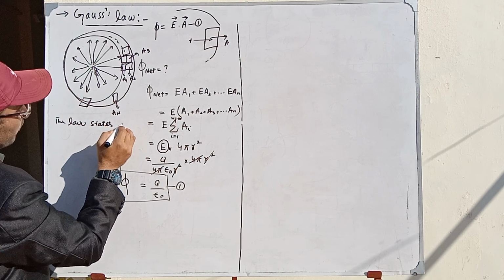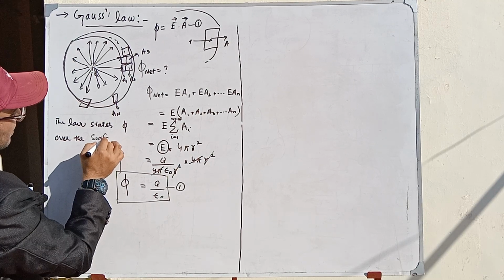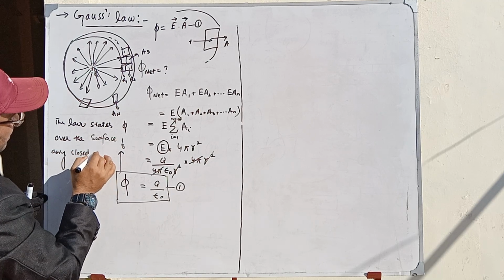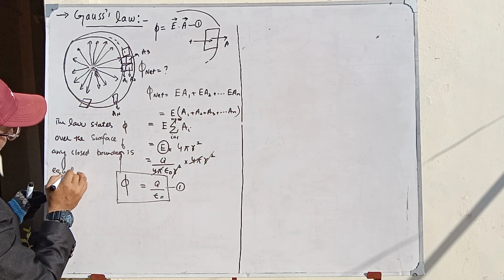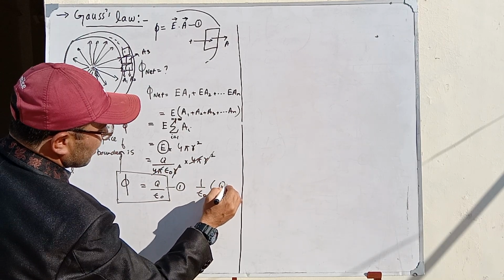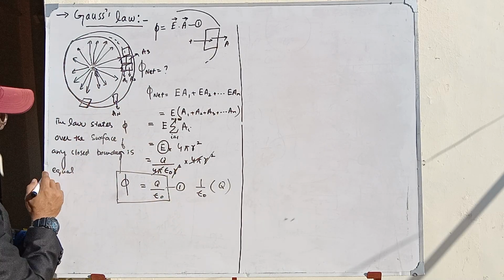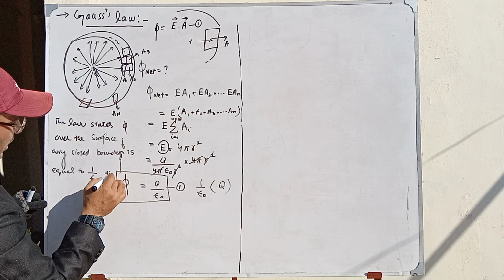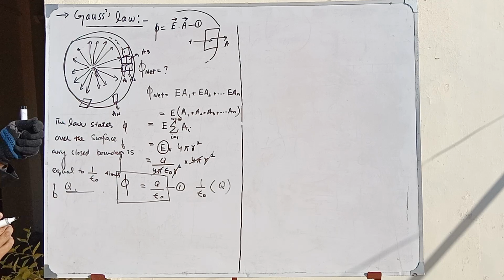Gauss's law states that the electric flux over the surface of any closed boundary is equal to 1 by epsilon naught times the total charges present inside the body, that is, 1 by epsilon naught times the total charges present in the spherical shape.